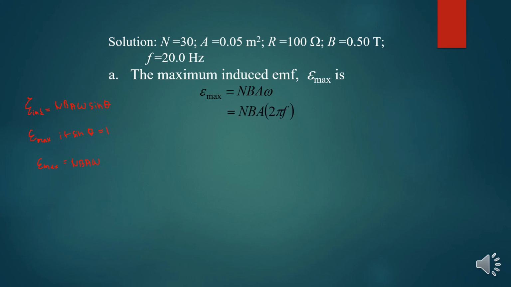Substitute the values. What is N? What is B? What is A? And what is omega, the angular frequency? Angular frequency equals 2 pi f. f is given from the question. Substitute the values now, then we get the answer, 94.2 volt.